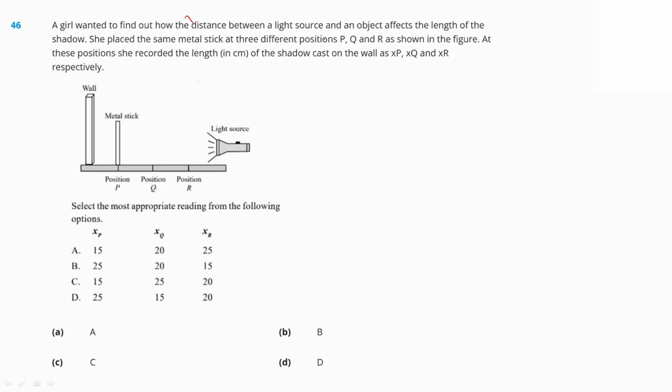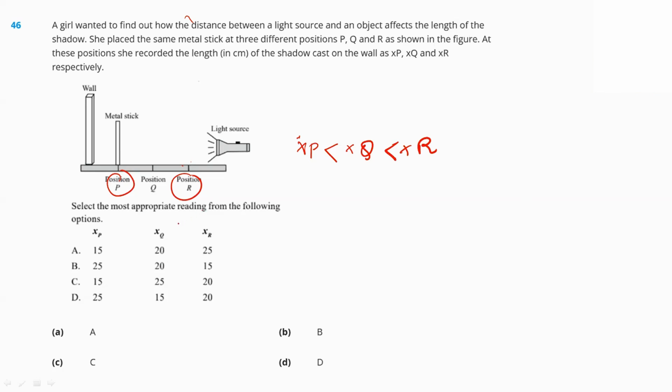So basically, what happens is that when the object goes nearer to the screen, the shadow gets smaller and smaller, right? So definitely in position P, the shadow is the smallest. XP shadow is the smallest. Then it is XQ, which is a little bit bigger than the shadow size of XP, and finally it is XR, which is bigger in size, because position R is the farthest point from the wall. Okay, right.